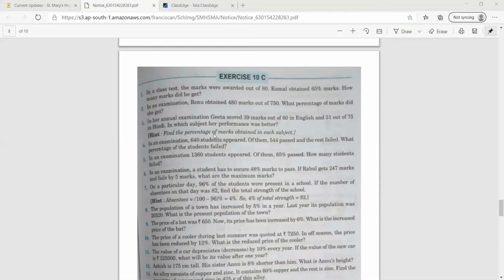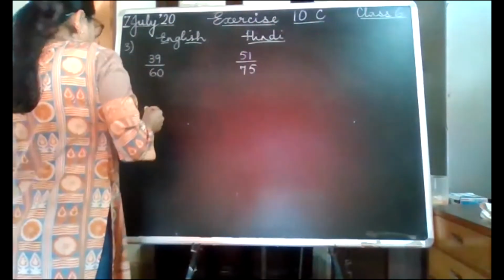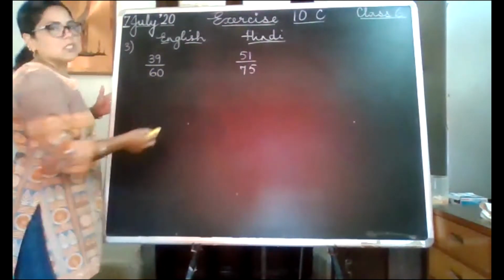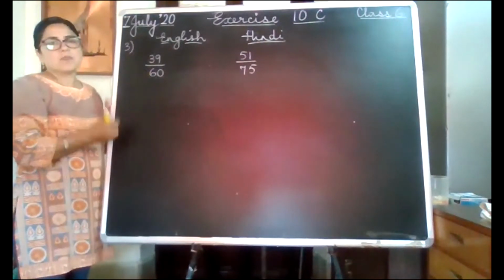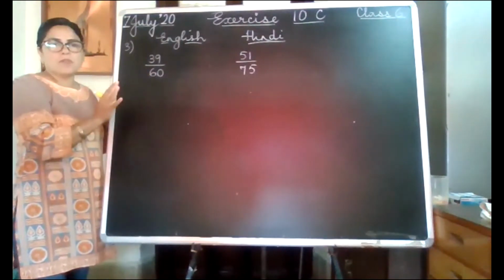In her annual examination, Geeta scored 39 marks out of 60 in English and 51 out of 75 in Hindi. In which subject was her performance better? Now here they have given you a hint, but you know that in an exam you won't get any hints. So they have given you a hint that you can do this by finding out the percentage, because we are dealing with the percentage topic over here.